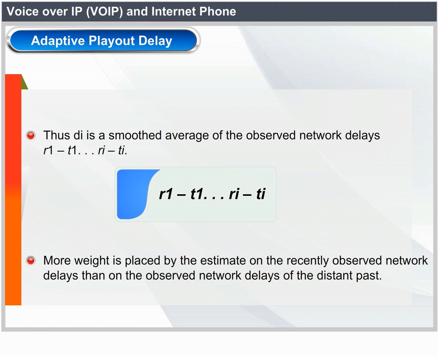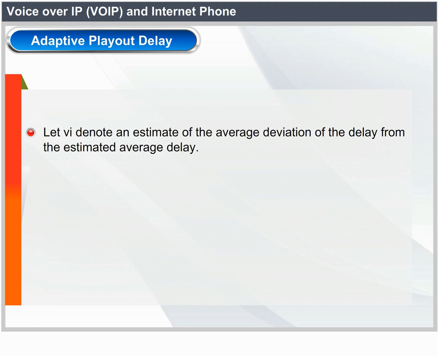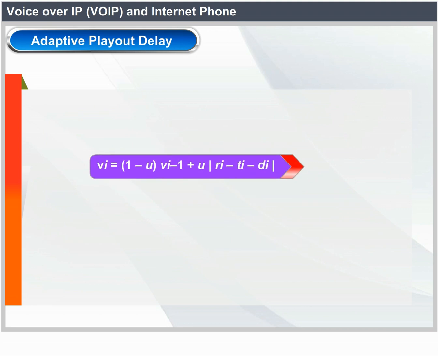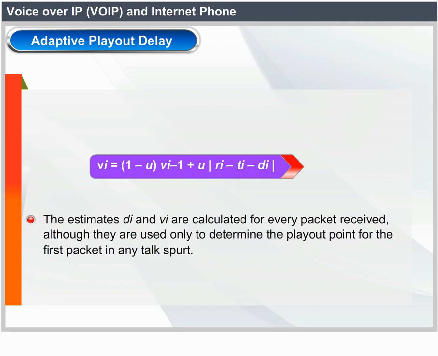Let vi denote an estimate of the average deviation of the delay from the estimated average delay. This estimate is also constructed from the timestamps. vi is equal to (1 minus u) times vi minus 1 plus u times the modulus of ri minus ti minus di. The estimates di and vi are calculated from every packet received, although they are used only to determine the playout point for the first packet in any talk spurt.